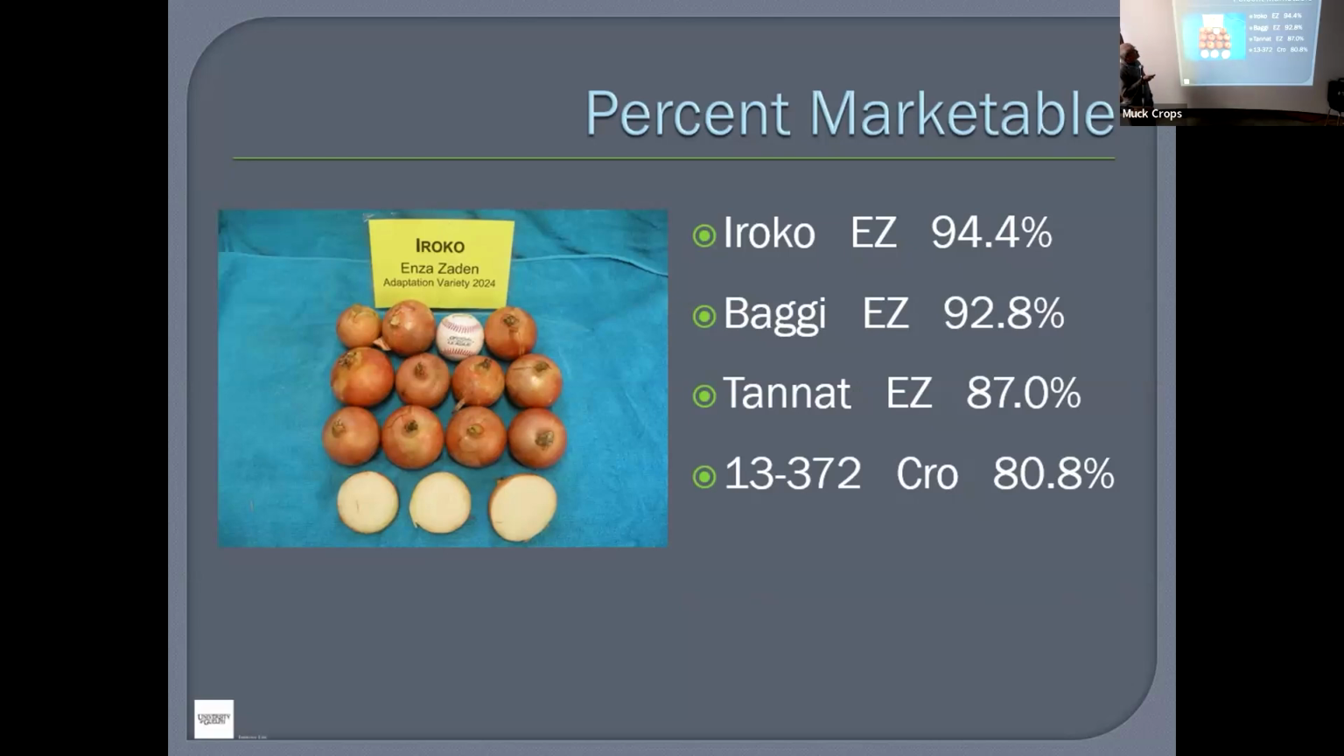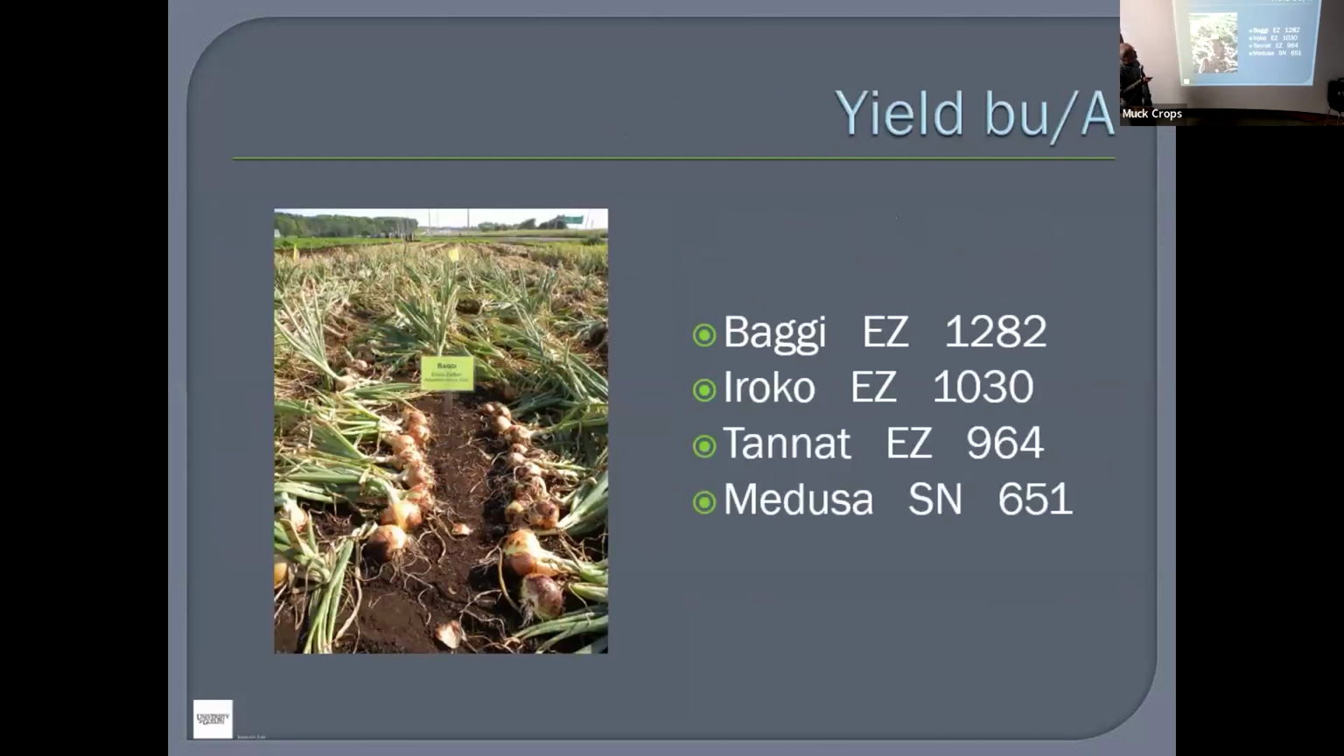But the ones that had the best percent marketable: Iroka from Enza Zaden at 94, Baggy, Tenant, and a numbered variety from Crookham. Looking at yield: Baggy from Enza Zaden at 1282, Iroka 1000, Tenant, and Medusa. So sort of in that range.